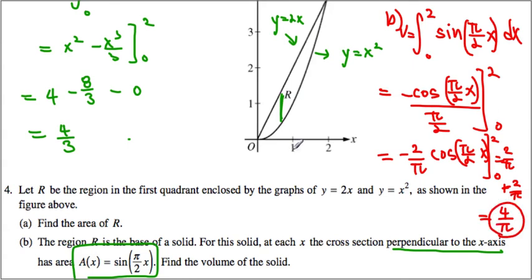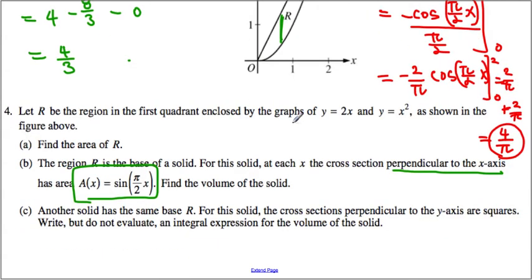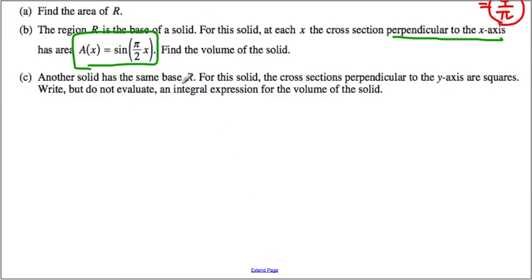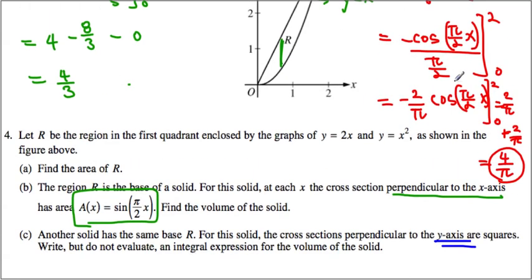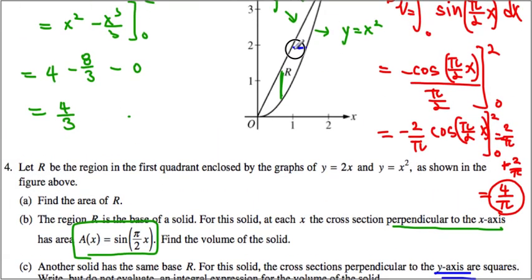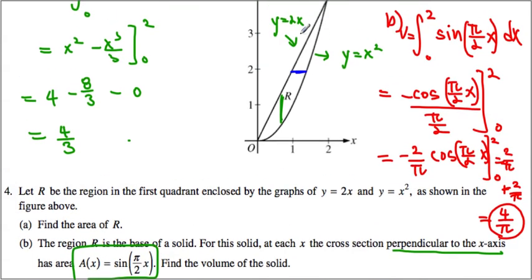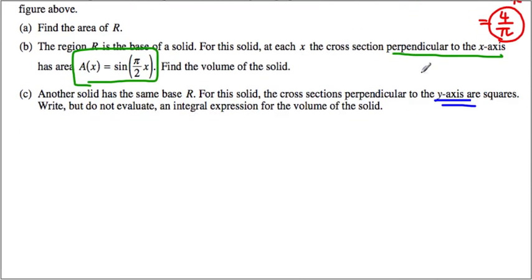Alright, let us look at part C. Another solid has the same base R. For this solid, cross-section is perpendicular to y-axis. Okay, in this case it's perpendicular to y-axis. That means we're looking at some sort of in this way. Chances are they will be using dy. That means function has to be expressed in terms of y. But we'll see how it goes. Squares, right? But do not evaluate the integral.